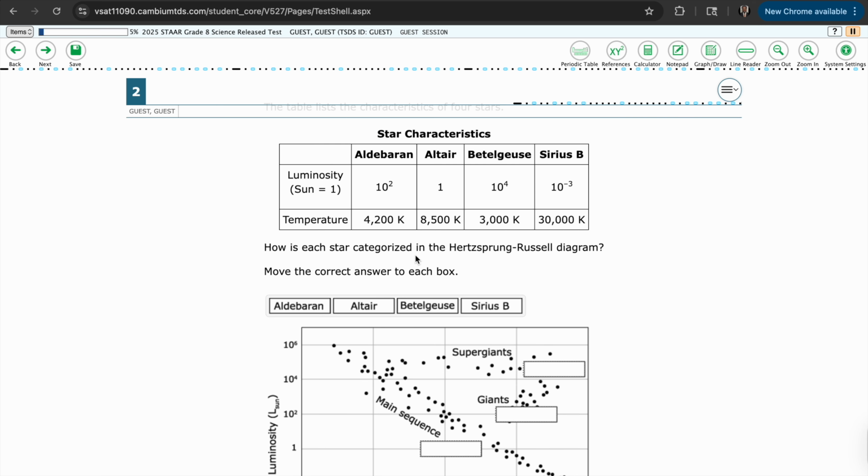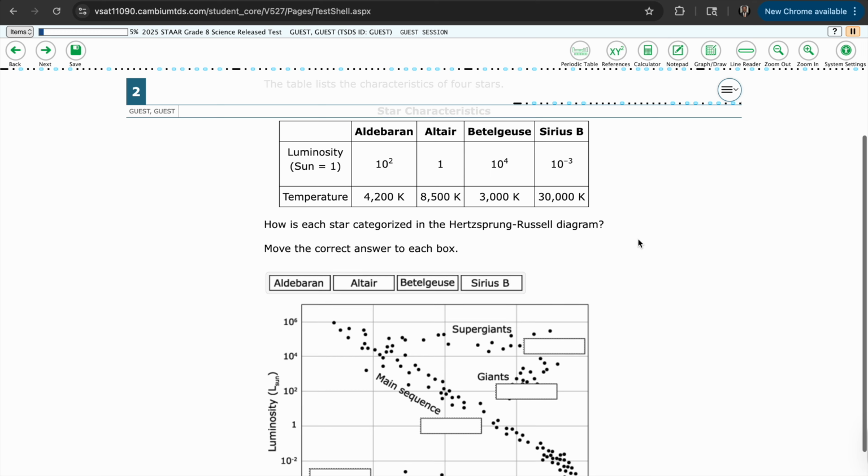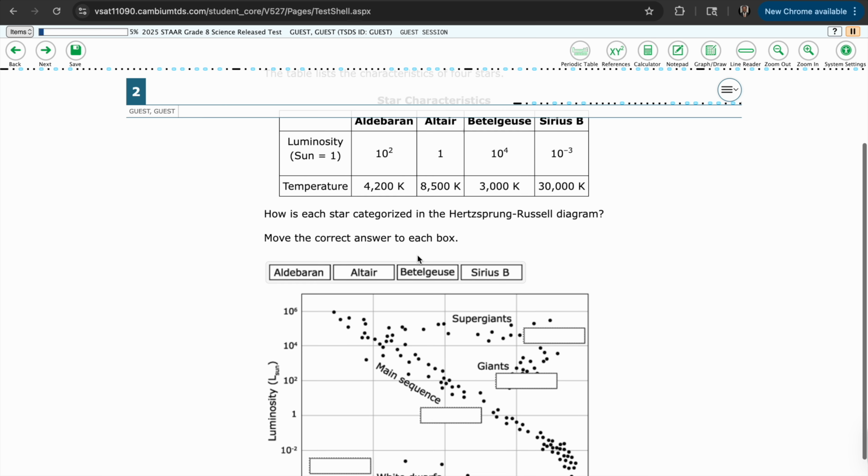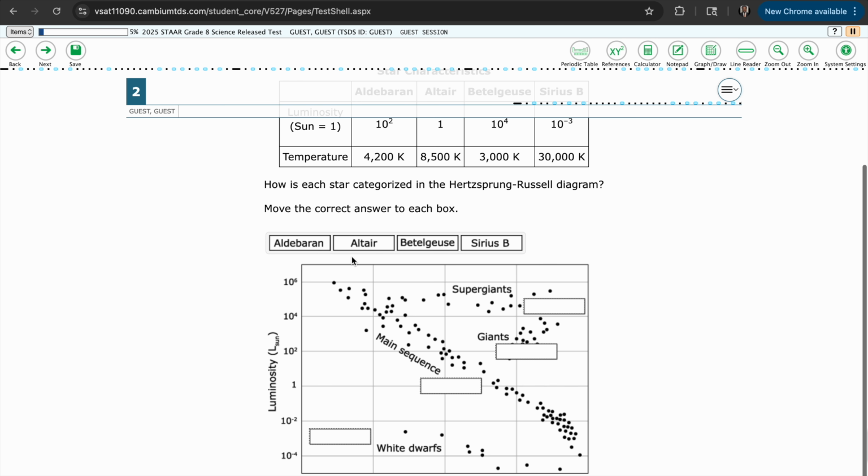How is each star categorized in the Hertzsprung-Russell diagram? I don't even know what that is, but we're still going to use what we know. So never let these big words fool you. They're just there to throw you off. Move the correct answer to each box. All right, let's look at the first one.